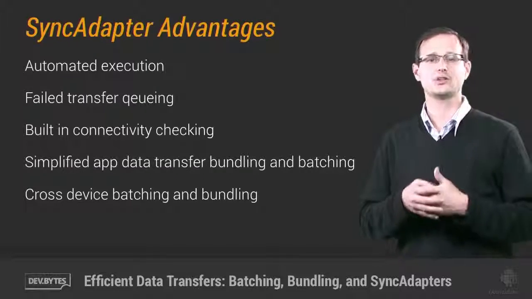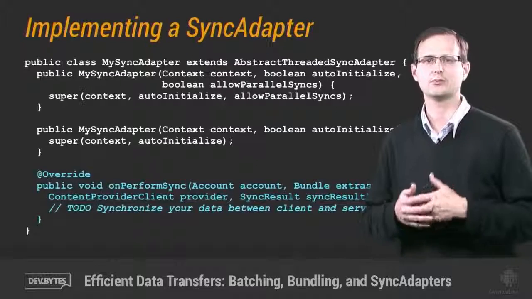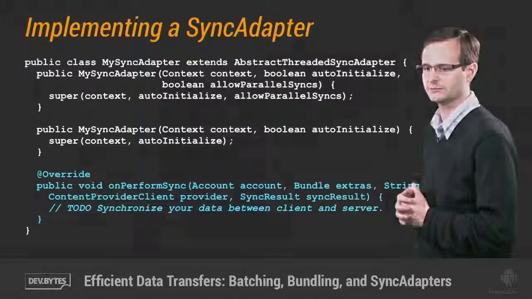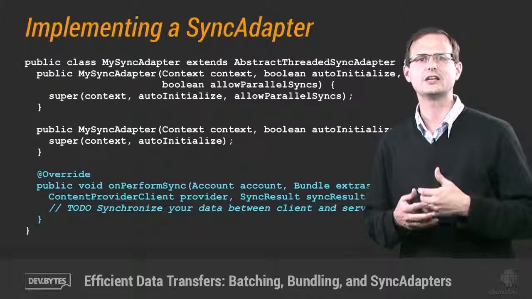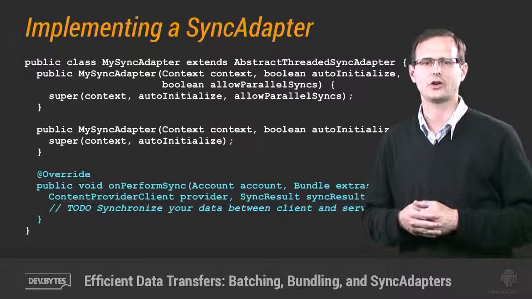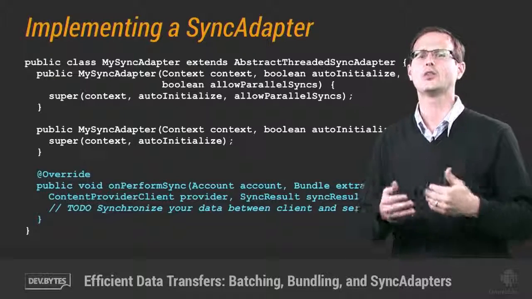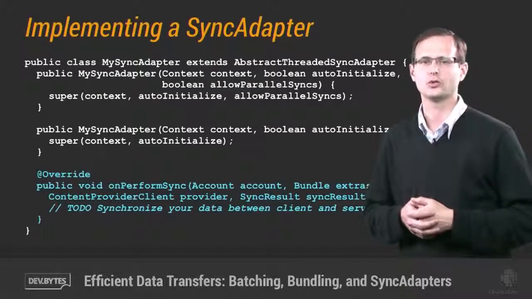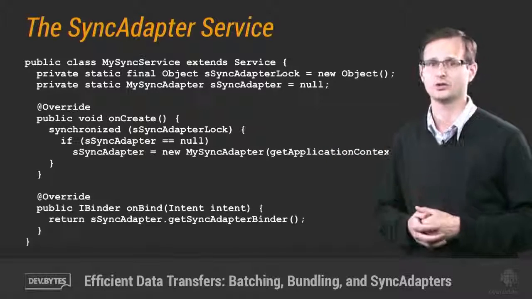Creating a SyncAdapter is actually pretty straightforward. Start by extending the abstract threaded SyncAdapter class and implementing your own data transfer code within the onPerformSync handler, as you can see here. When executing the SyncAdapter, we'll spawn a thread to invoke sync operations, so you don't need to worry about moving your code into a background thread. Similarly, multiple executions will be rejected, so you can write your transfer code knowing that it won't be run concurrently with itself. In order to run, the SyncAdapter must be bound to a service, so you also need to create a service that instantiates your SyncAdapter and binds to it.